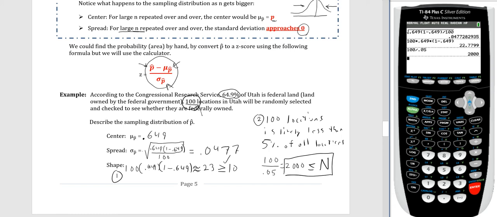Now, we don't really know what they mean by locations. I don't know if they mean a location as in just a spot on the ground, like a 1 foot square space, or if they mean a city size location. I'm not exactly sure. So we could probably just handwave this away a little bit and say it's likely that 100 locations is less than 5%, or that there are more than 2,000 locations in Utah. Again, I would want to know more about what they specifically mean by locations, but yeah. All right, so this is probably okay.